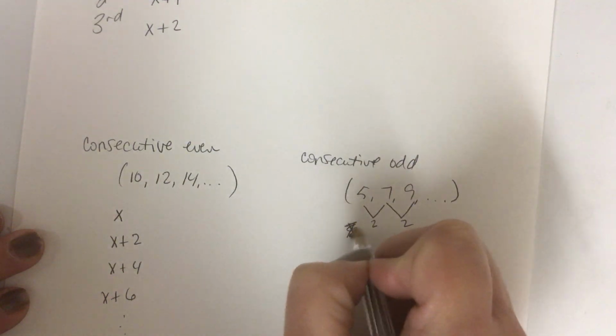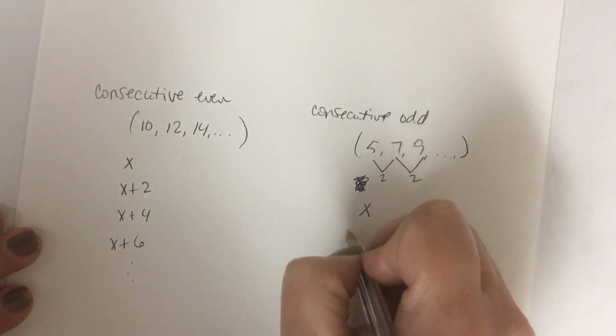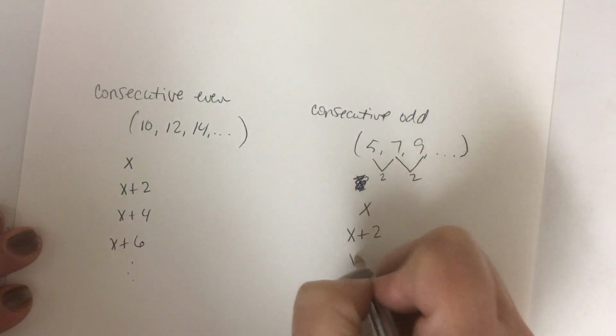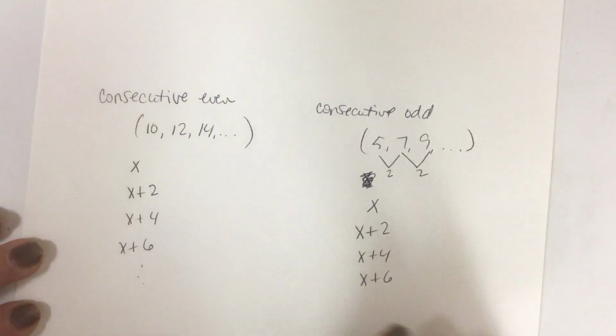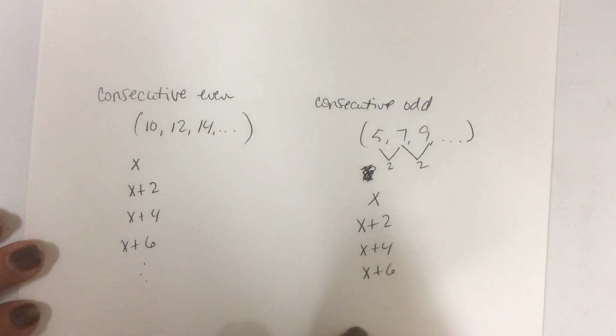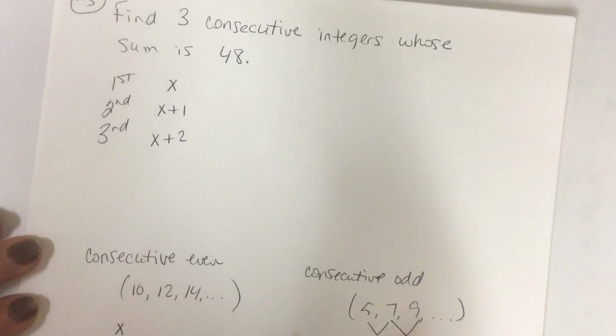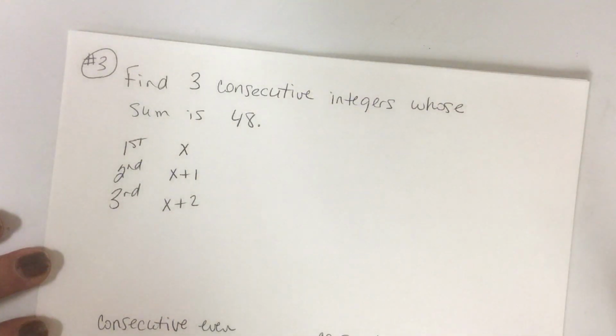So if I have an x, then my next odd number would be x plus 2, and then x plus 4, x plus 6, and so on. So even and odd are both set up the same way because even and odd numbers are both 2 apart. Consecutive numbers are 1 apart, so it's a 1, a 2, 3, and so on. So just keep that in mind.